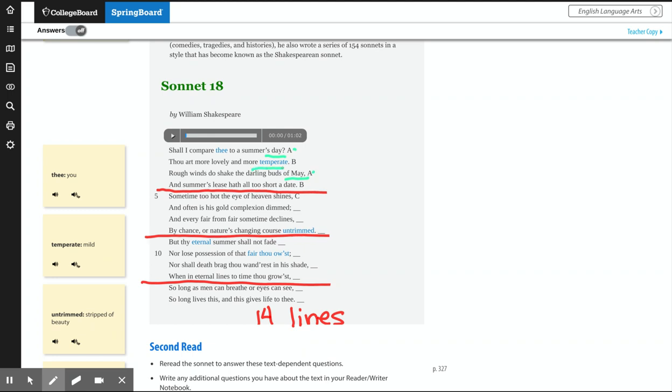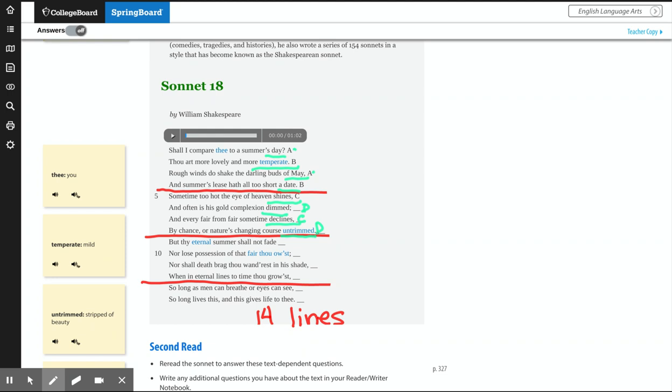So temperate and date. Now we need to continue the rhyme scheme, and let's mark it up and make sure it all rhymes. So I'm going to look at shines, and I see shines should rhyme with the next one, declines. Shines and declines. So I'm going to mark this C, just like shines. And then I have dimmed and untrimmed. You've probably already figured out that if I have A, B, A, B, and then C, then I'm going to call this one D and D. So C, D, C, D.